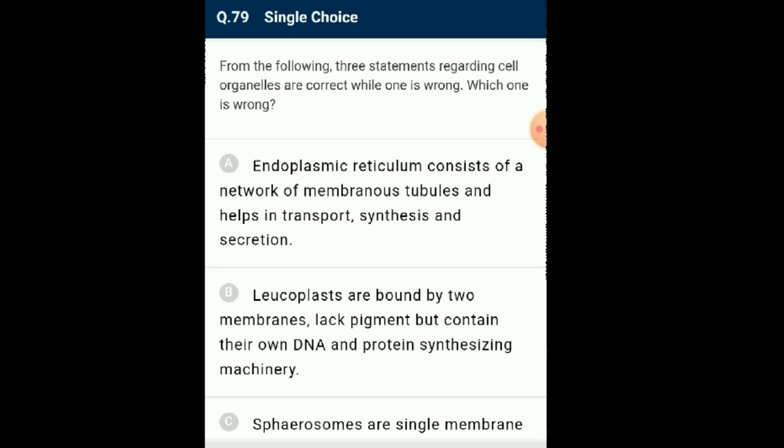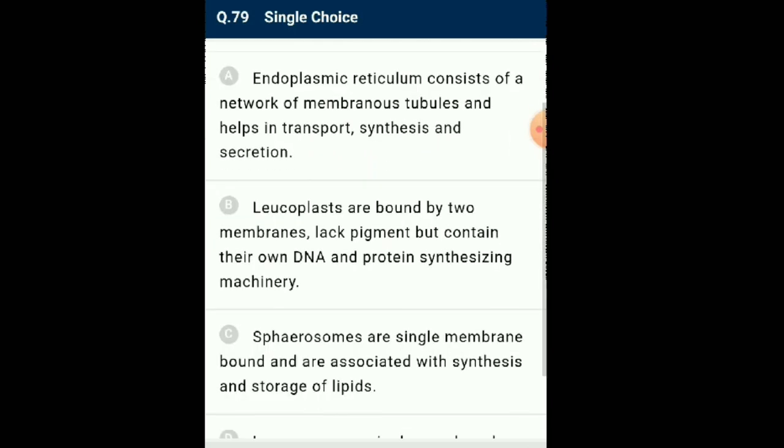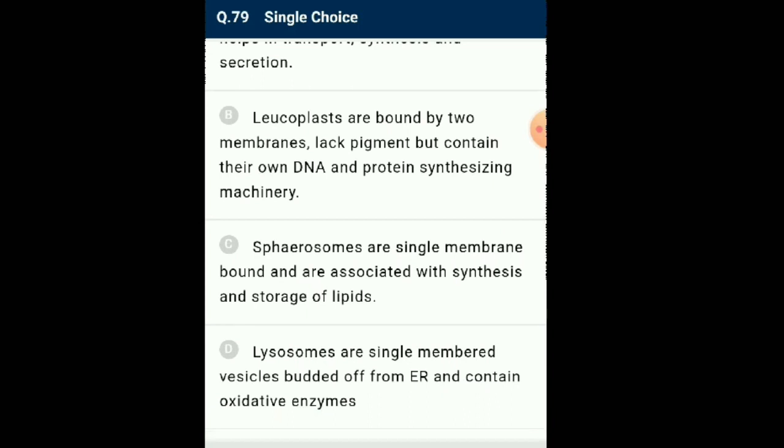And C. Sphaerosomes are single membrane bound and are associated with synthesis and storage of lipids. So that also is correctly given. See the D. Lysosomes are single membrane vesicles budded off from endoplasmic reticulum and contain oxidative enzymes. So that is wrongly given. Lysosomes are single membrane bound organelles in the cell which contain hydrolases. These enzymes break down complex material into simple ones. They are also called suicidal bags.